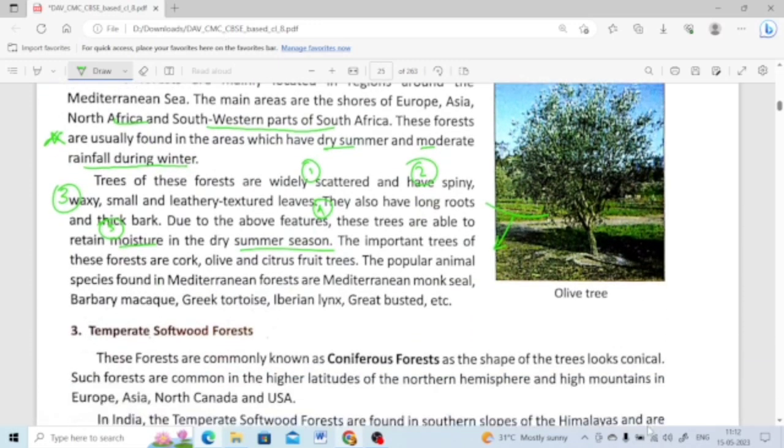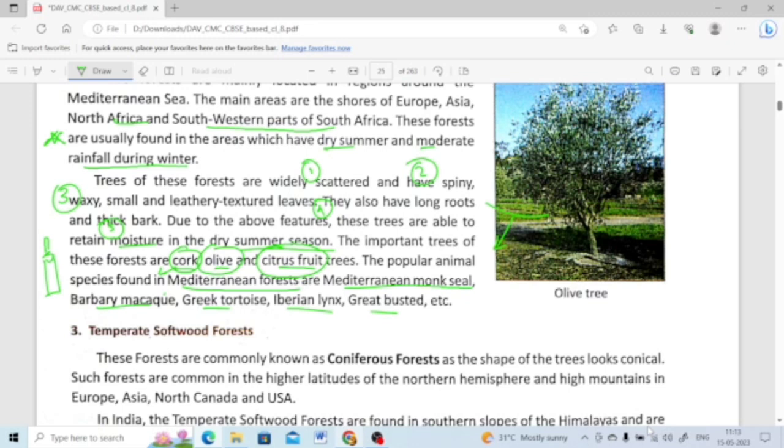The important trees in this forest are cork, olive, and citrus fruit trees. The popular animal species found in the Mediterranean forest are the Mediterranean monk seal, Barbary macaw, Greek tortoise, Iberian lynx, great bustard, etc. Now let us come to the citrus fruit trees, olive, and the cork tree. From the cork tree, the cork of glass beakers is made.